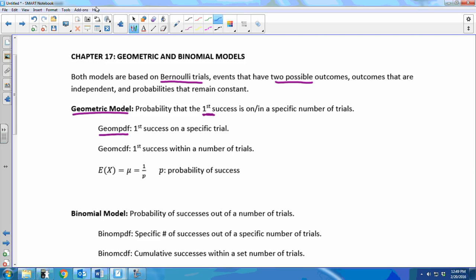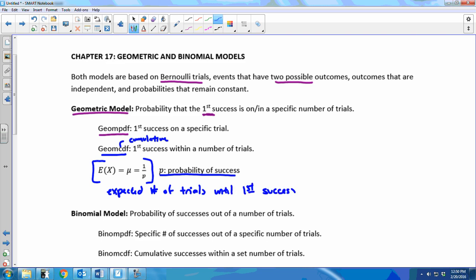Geometric CDF, you're looking for the first success within a certain number of trials. So what's the probability he makes his first attempt in the first 5 attempts? That kind of question is CDF, cumulative. Remember, the C stands for cumulative. Again, p is the probability of success. They're going to ask you what's the expected number of trials until the first success. And that is 1 over p. You need to know that one.